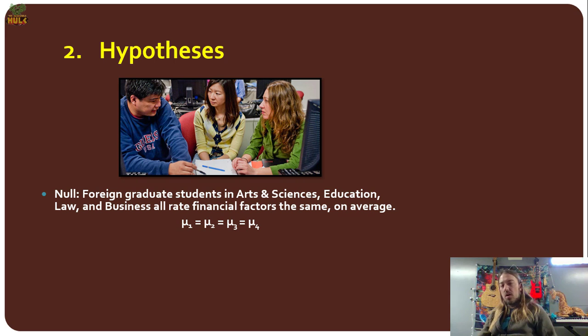Our hypotheses. The null hypothesis, the one we're always trying to rule out in a hypothesis test, says that foreign graduate students in arts and sciences, education, law, and business all rate financial factors the same on average. Right? And so we'd be saying that the mean importance that students in the population of arts and sciences, that whole population, feel about important factors is essentially equivalent to the mean of the students in education, the law, and the business. They all feel the same about financial factors.